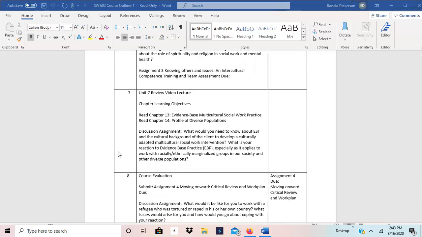Okay, week 7 will be the learning objectives to include competencies. You will also have chapter 13 and 14, and you have discussion questions there that you would have to respond to. So you have basically 2 discussion questions there also.